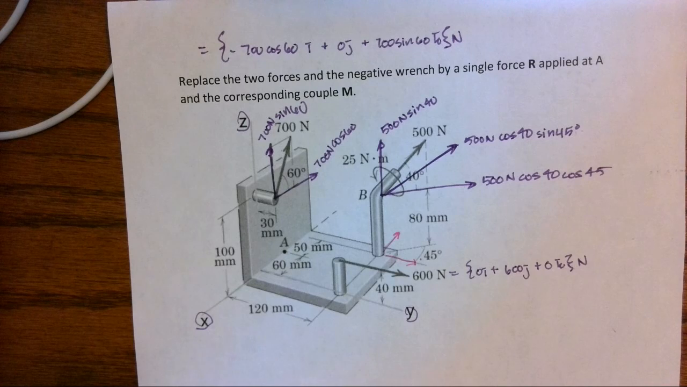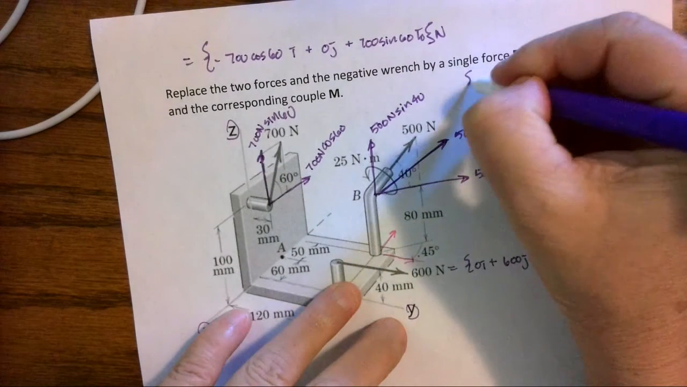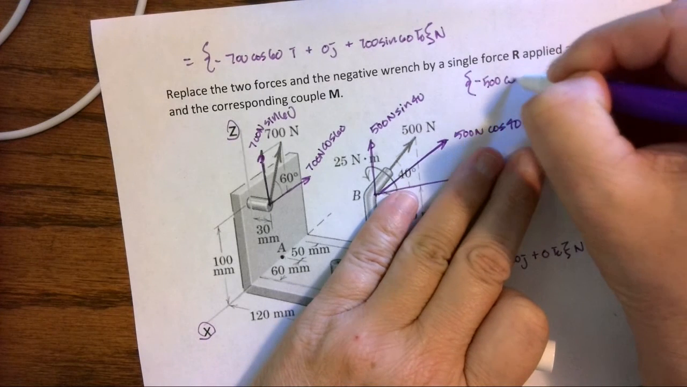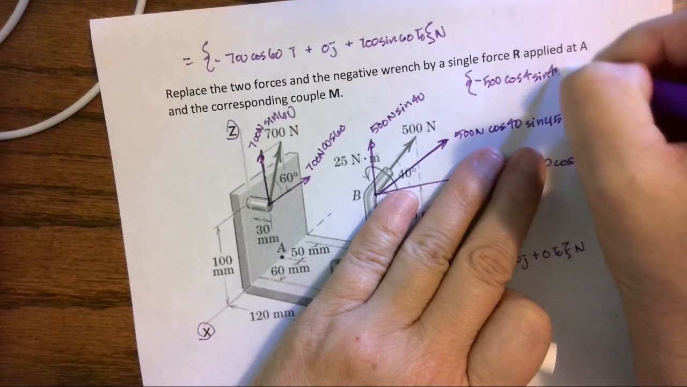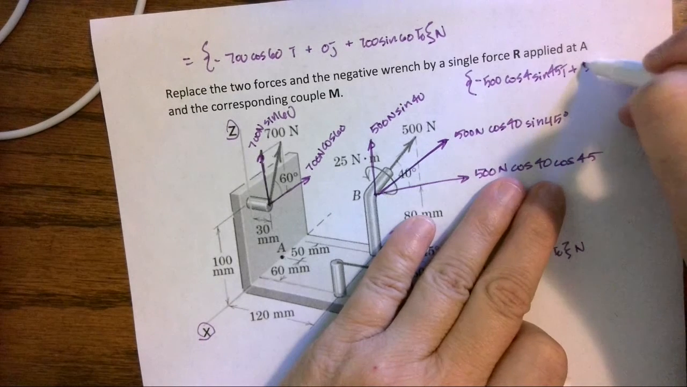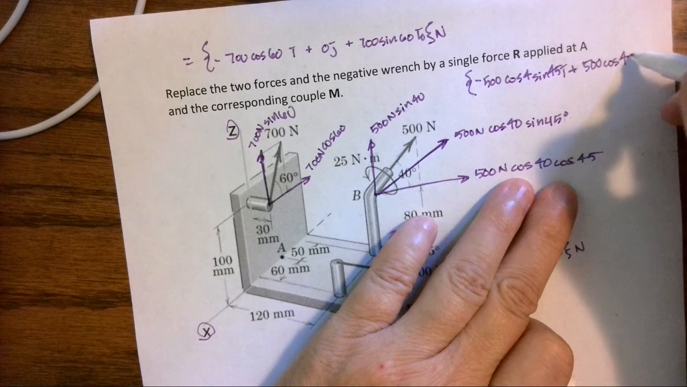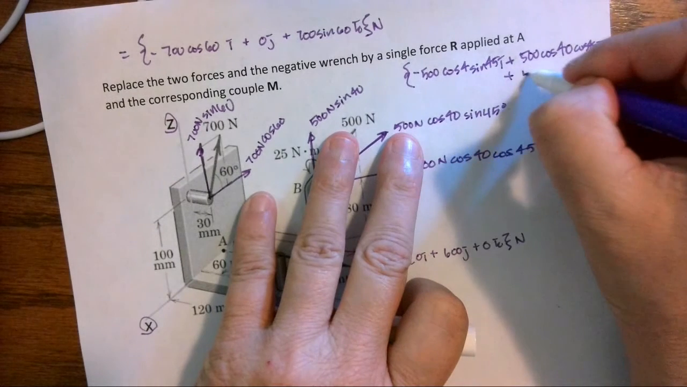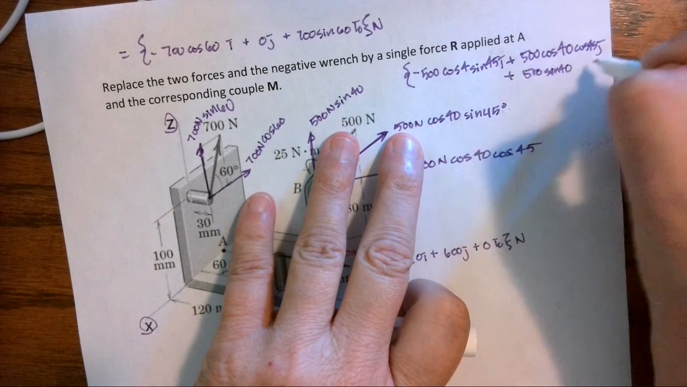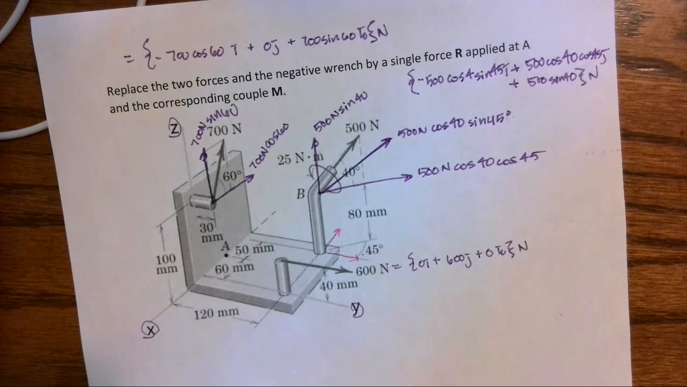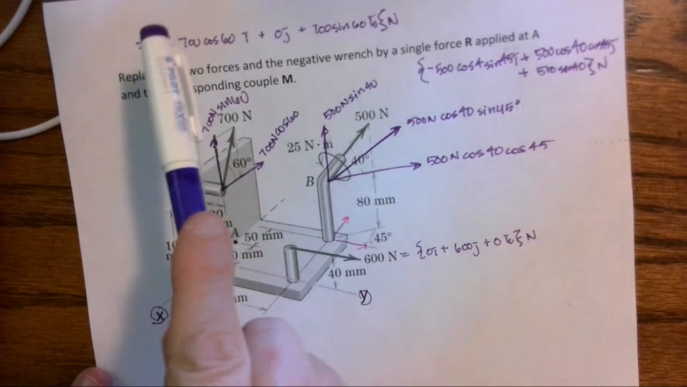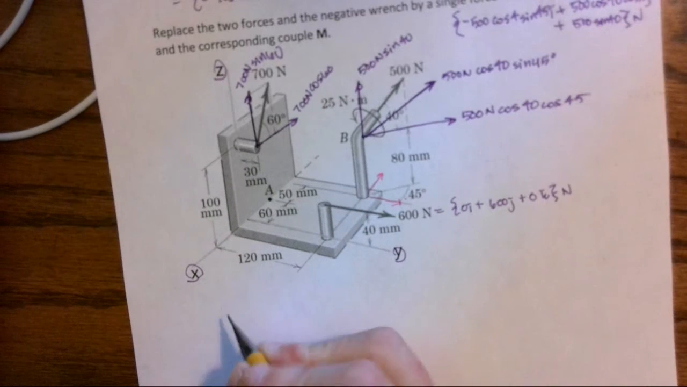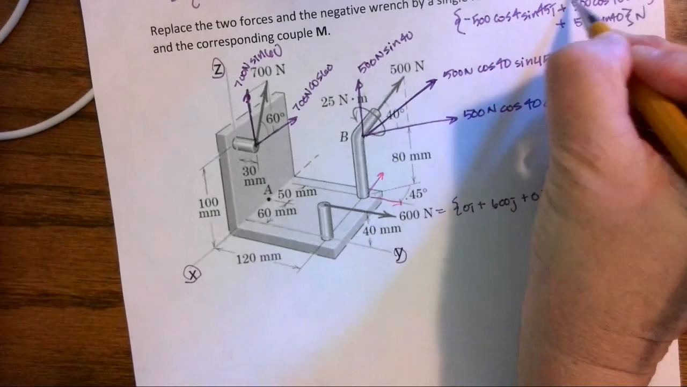Again, I could write this as a Cartesian vector. I could have, where's the x? Negative 500 cosine 40 sine 45 i plus 500 cosine 40 cosine 45 j plus 500 sine 40 k newtons. Okay, so now when I'm summing x components, it's really easy to just take each of my Cartesian vectors and sum them up.